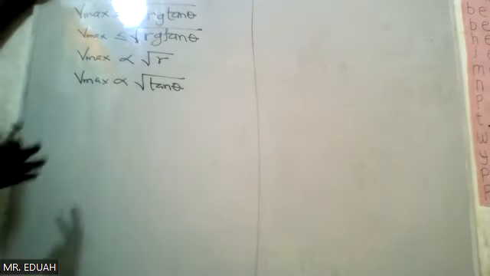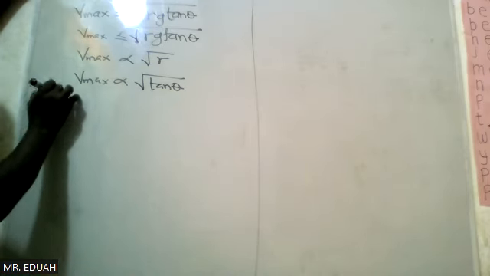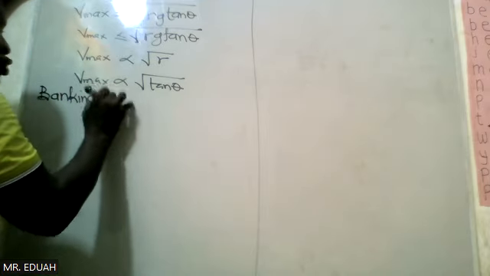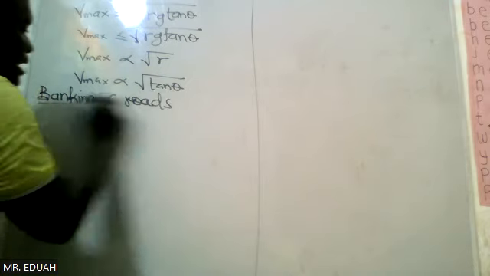So, we are going to go through how cars, when the road is tilted, what happens. And that is by the concept of banking of roads. Banking of roads, and circular motion.